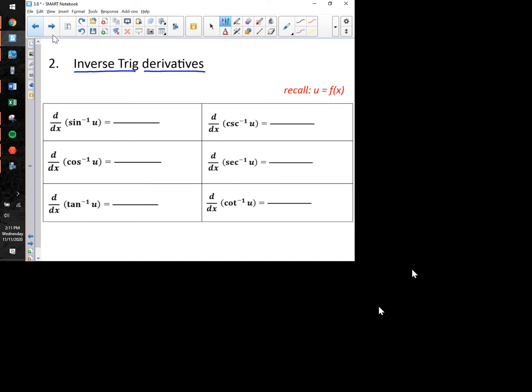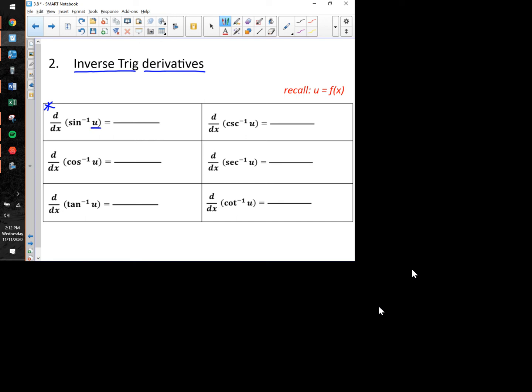I am going to show you guys in detail where one of these answers comes from. And trust me, after that, you will be so amazed, or you will so not care, that nobody will ask to see the other 5, I promise. But here goes. Guys, the derivative of inverse sine, and let me focus right here, of u.